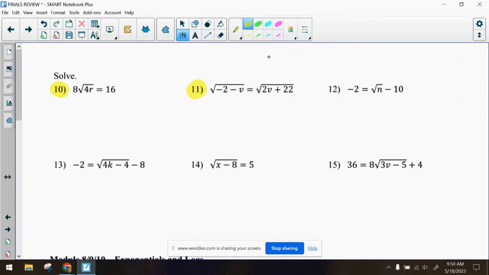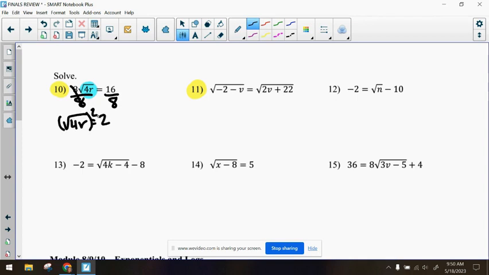Our goal on radical equations is to start by getting the radical isolated. Then we can go ahead and raise each side to a power. So I'm going to start by dividing by 8 on both sides. So I'm left with square root of 4r equals 2. I then raise each side to the 2nd power. All of these are square roots. That means they have 2 as the index. That's why we're raising it to a power of 2. But if I had something else as the index, let's say I had a cube root problem, I would raise it to the 3rd power.